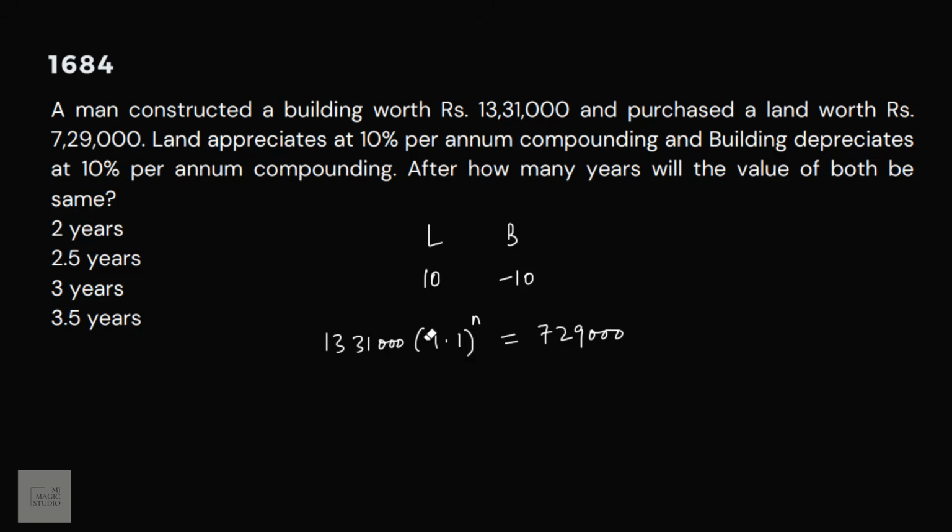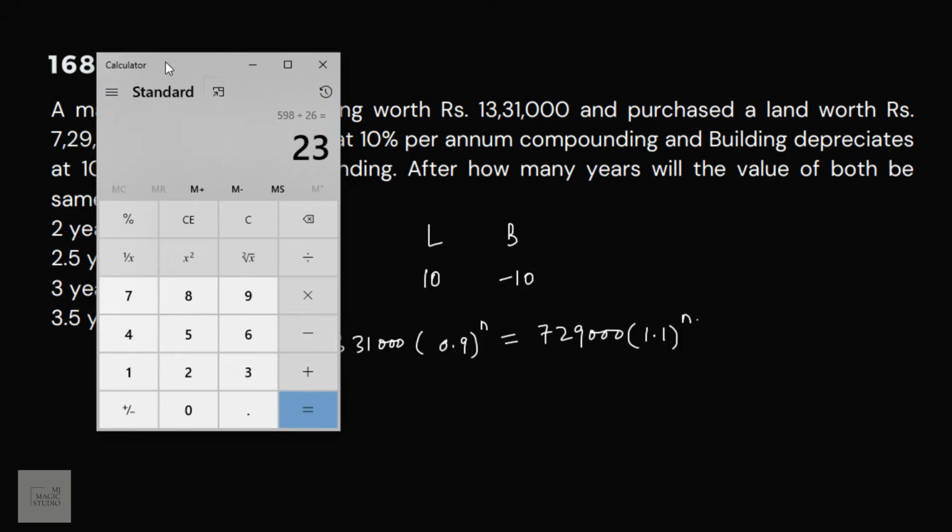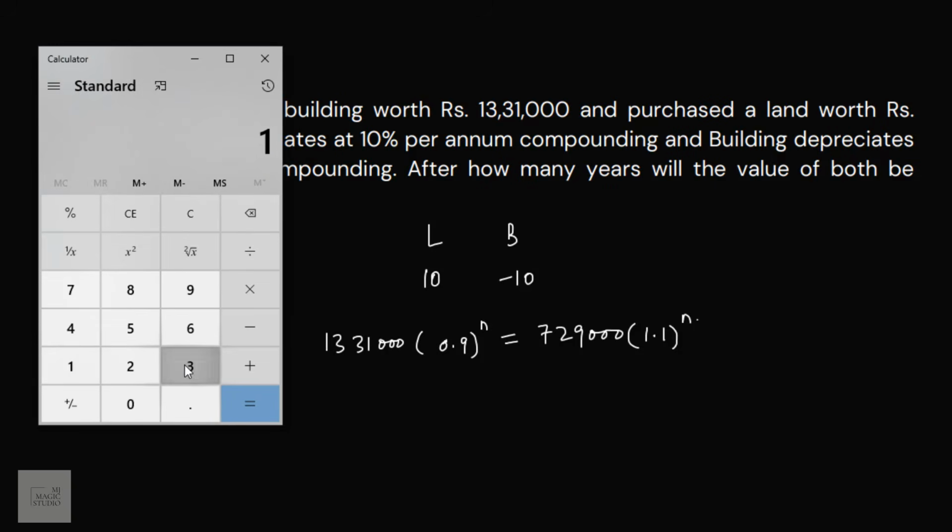That means building should be depreciating. It should be 13,31,000 into 1 minus 10% is 0.9 to the power n, and land is 7,29,000 into 1.1 to the power n. Now we can use our dost that will help us out.